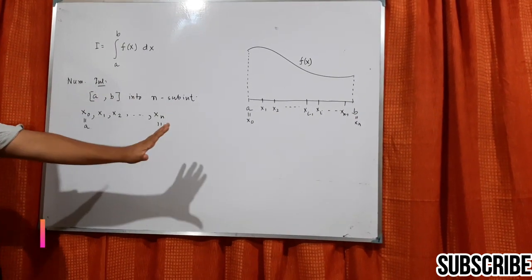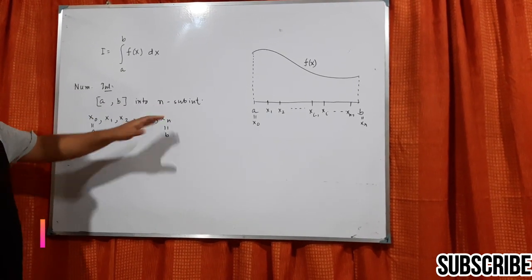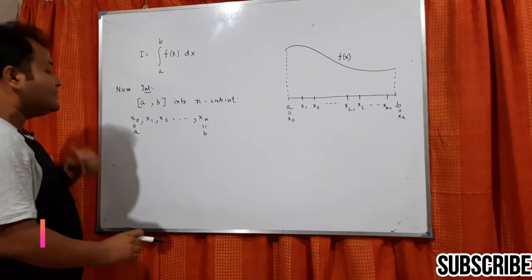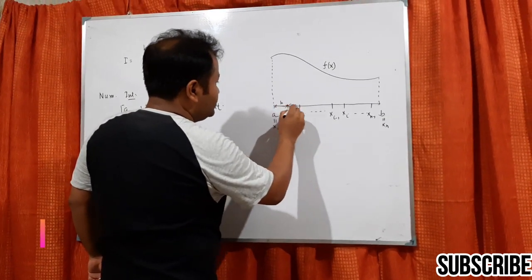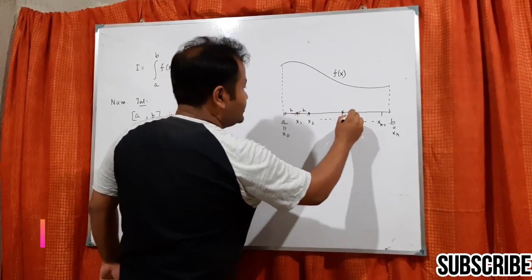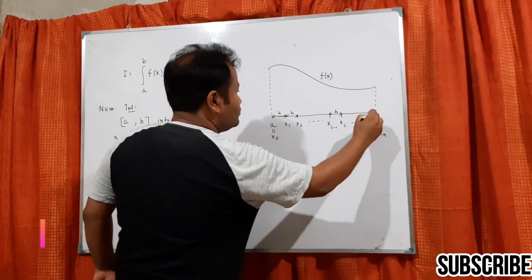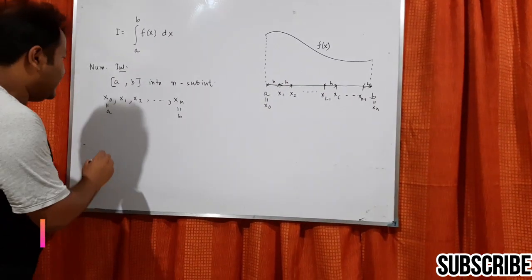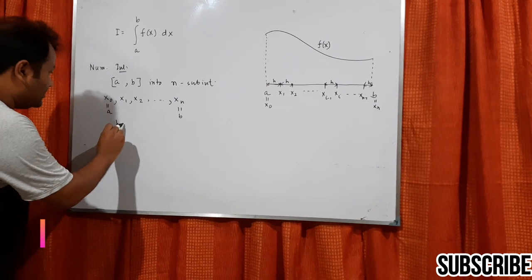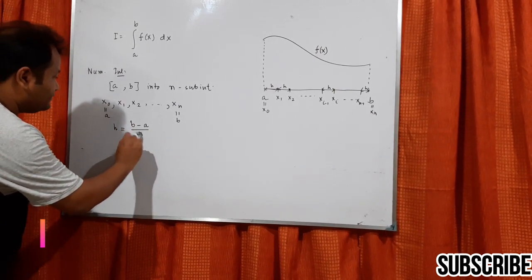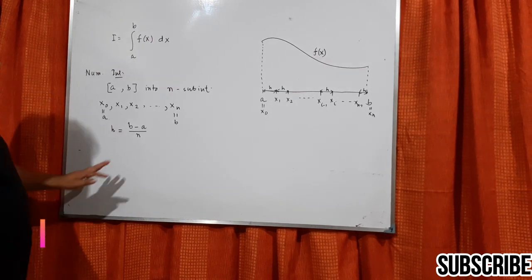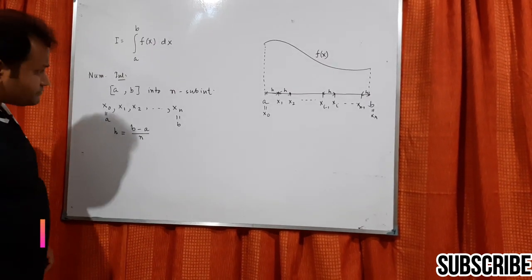And when we divide this, we divide into n equal subintervals. That means the lengths should be the same. If this length is h, then this will also be h, this will also be h, this will also be h. So h will be the length. So h is basically b minus a divided by n. Okay.